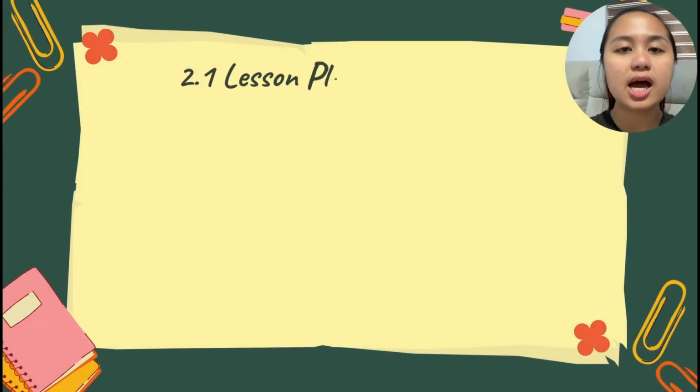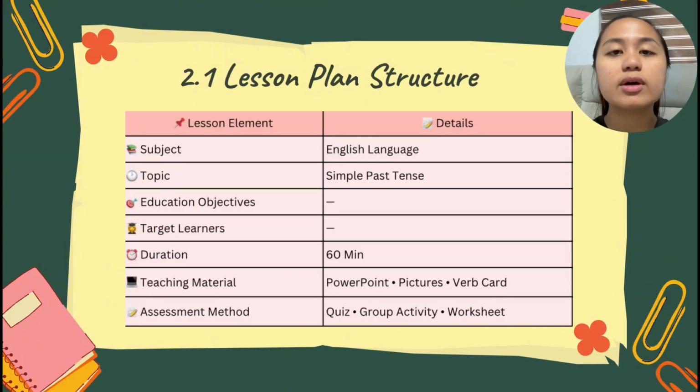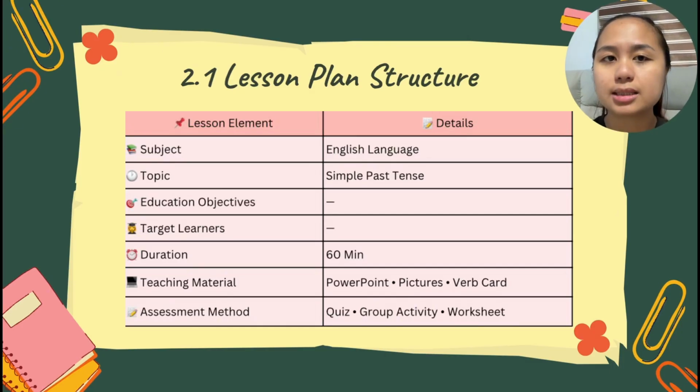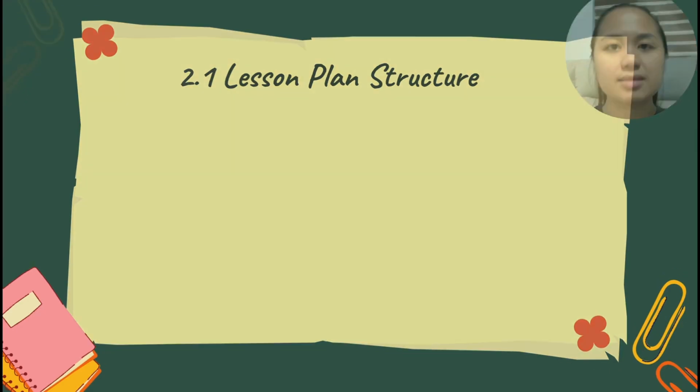For this presentation, I will explain the lesson plan structure. The subject for this lesson is English language, and the topic is simple past tense. The lesson includes the educational objective and target learners. The duration of the lesson is 60 minutes. For the teaching materials, we will use PowerPoint, pictures, and verb cards. Lastly, the assessment methods are quiz, group activity, and worksheet. That is the lesson plan structure for this lesson.